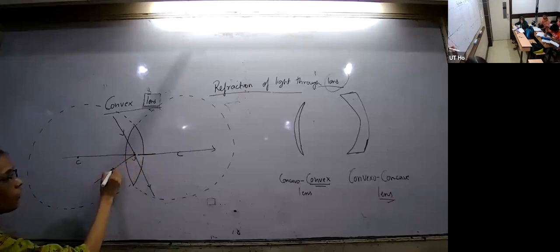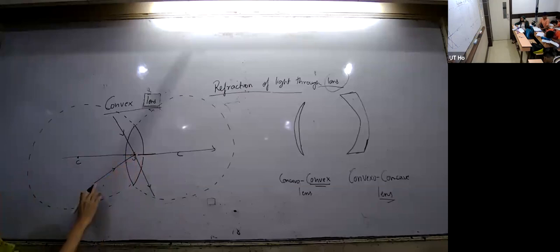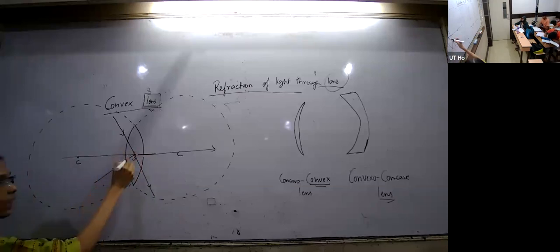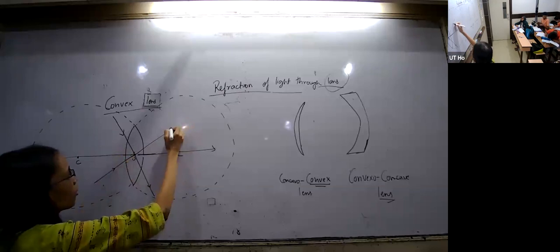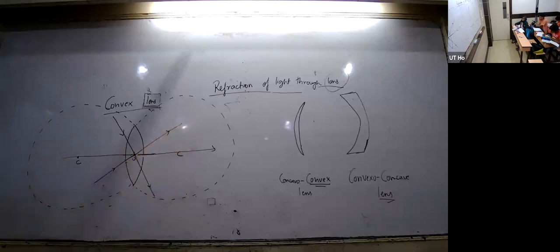So if a ray is hitting such that it is hitting the optical center from this angle, again it will pass without any deviation. All right. That is how we define optical center. It's very important.